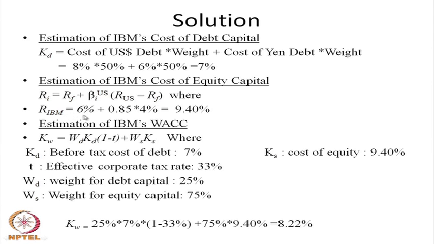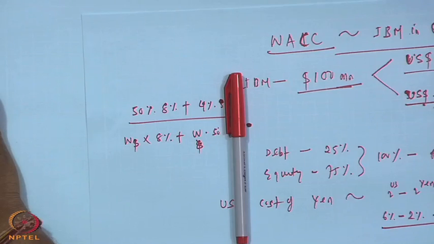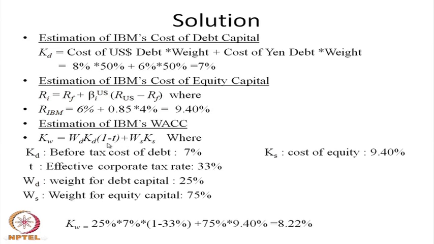Now the estimation of the IBM cost of equity. Everything is given to us: 6%, 0.85 and 4%, so 9.4% is the IBM cost of equity. Similarly, the WACC of IBM is equal to the debt cost times 1 minus t. Here 1 minus t is the tax rate, the debt cost is already calculated as 7%, and 25% debt is there. So, 25% into 7% into 1 minus 33%, which is the cost of debt reduced because of tax, plus 75% into 9.4%. This is the WACC of the IBM company.